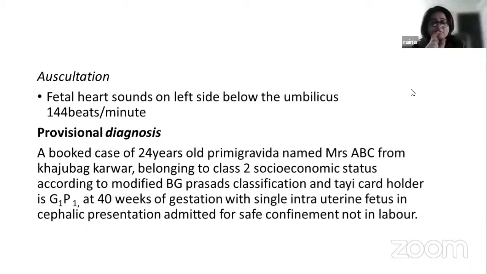So this provisional diagnosis is very, very important in obstetrics. It has to contain the most important points which are relevant. What are the important points? Her age is very important. Second is her parity index or her obstetric score. Third is her period of gestation. Fourth is whether there are any antepartum complications. And fifth is her examination findings. You can add here single live intrauterine fetus, because fetal heart you've mentioned is there. So single live intrauterine fetus in cephalic presentation.